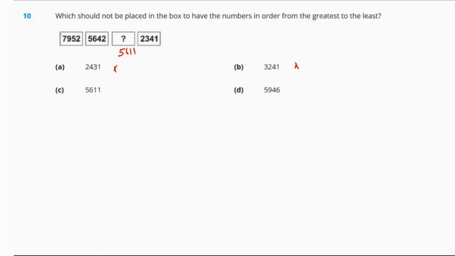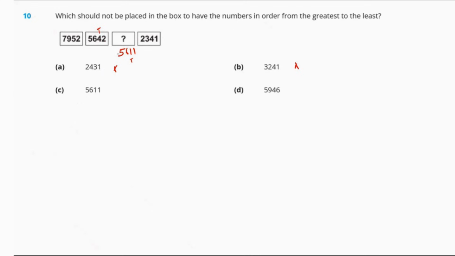this has 7 at thousands place. This has 5 at thousands place. Now again, the third number also has 5 at thousands place. So we will check the hundreds place. The digits at the hundreds place are the same for both of these numbers. So now we will check the digit at tens place. Here it is 4 and here it is 1. So 4 is greater than 1.